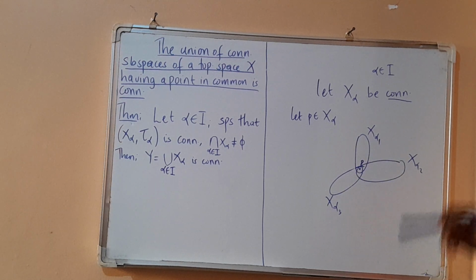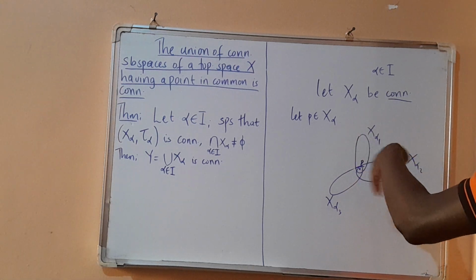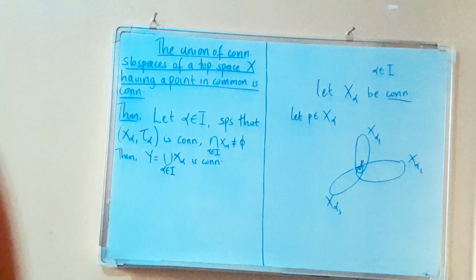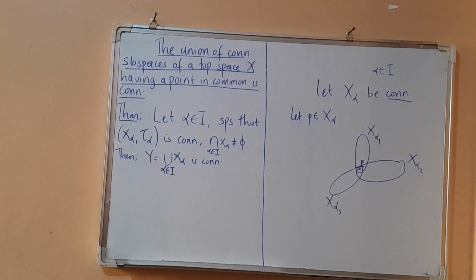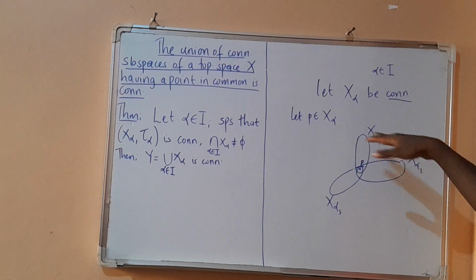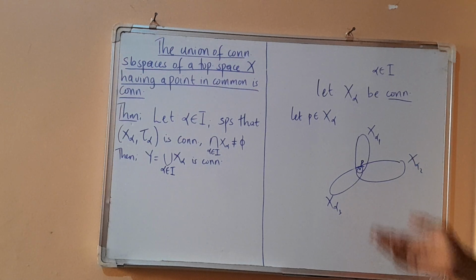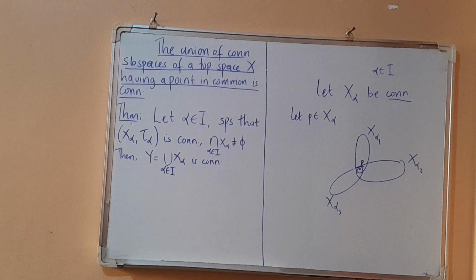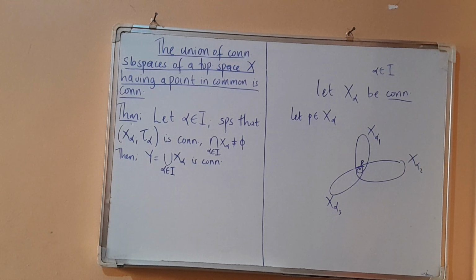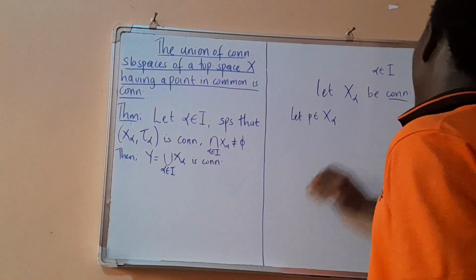So what are we saying? We are saying that the union of these X alphas is a connected subspace of a topological space X. That is what we want to prove. By virtue of this diagram, you can easily see that the union of X alpha 1, alpha 2, alpha 3 will be connected. As long as their intersection is not empty, as long as we have a point in those X alphas, then their union will be connected. So we are going to prove that by contradiction.